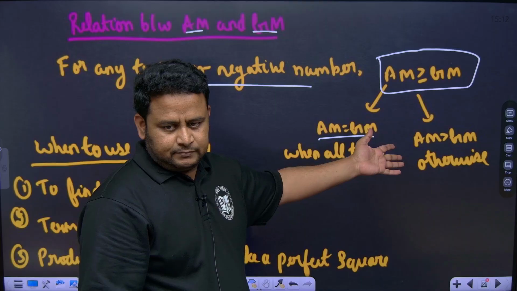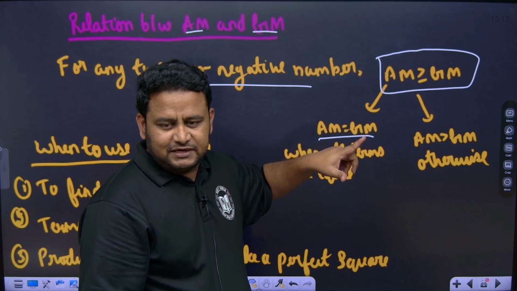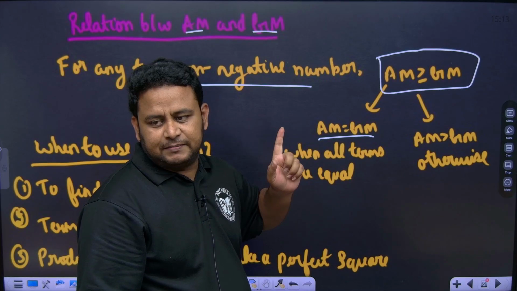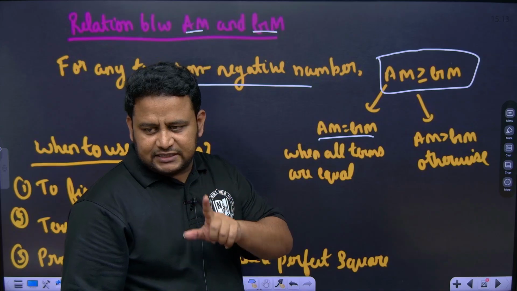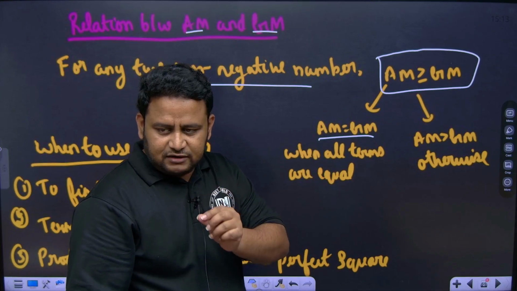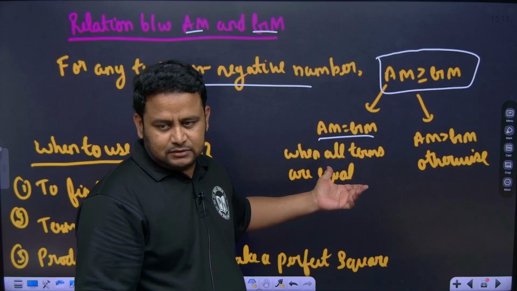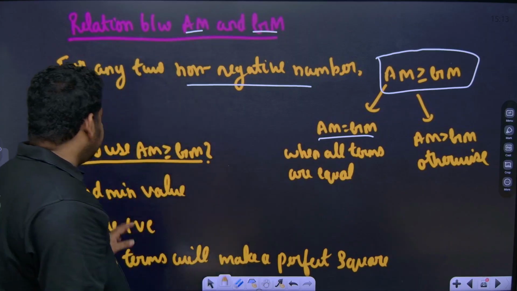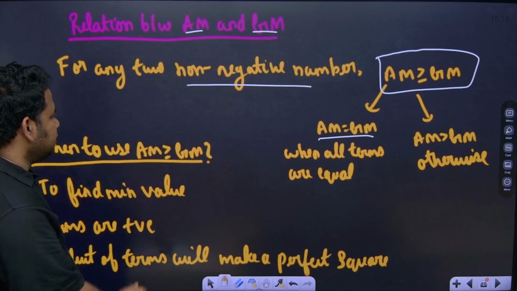Otherwise, what will happen? Arithmetic mean will definitely be greater than the geometric mean. Arithmetic mean will be greater than or equal to geometric mean. When will it be equal? When all the terms are equal. Clear? Next, when to use arithmetic mean is greater than or equal to geometric mean.